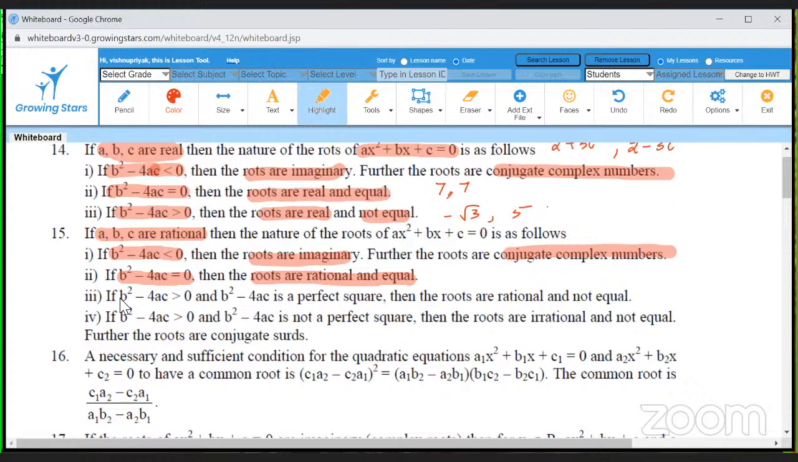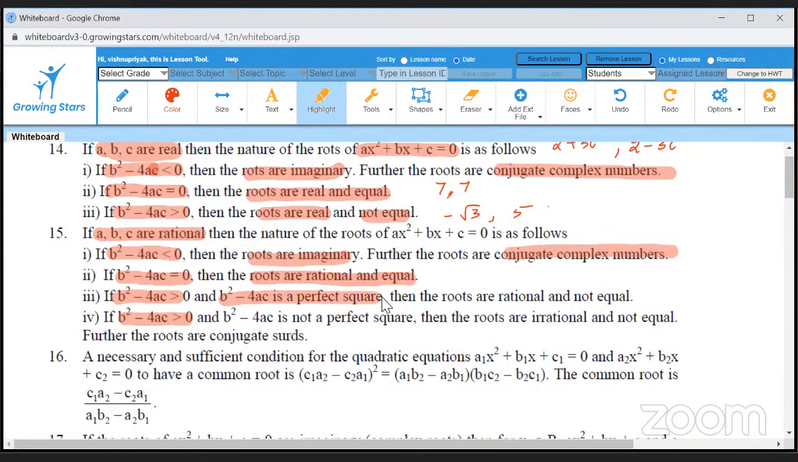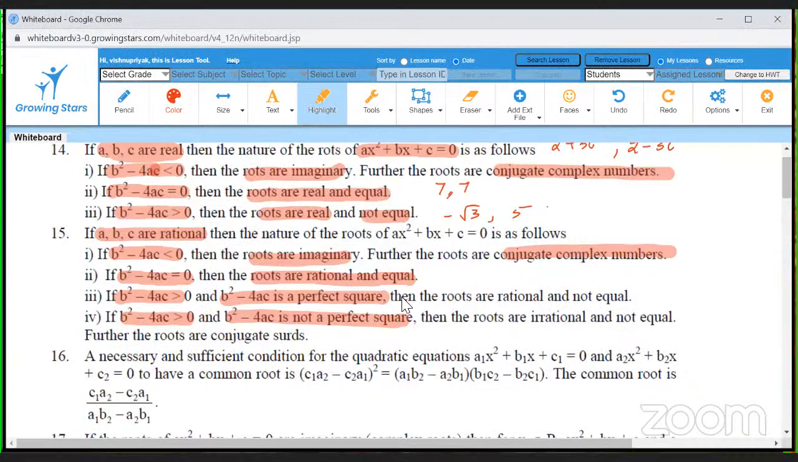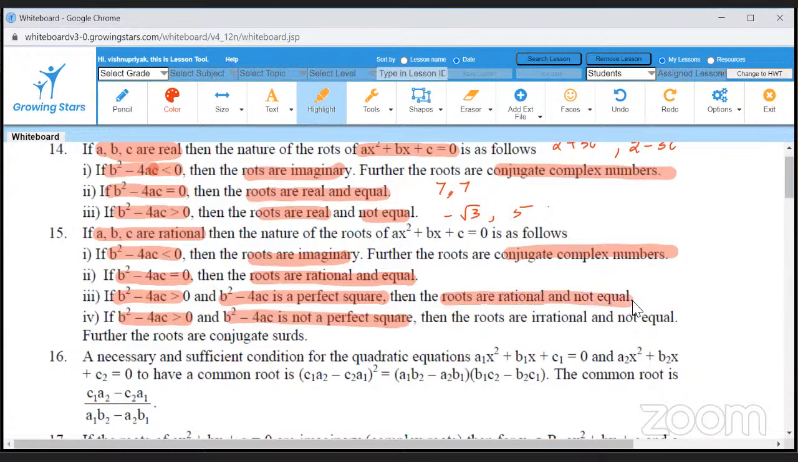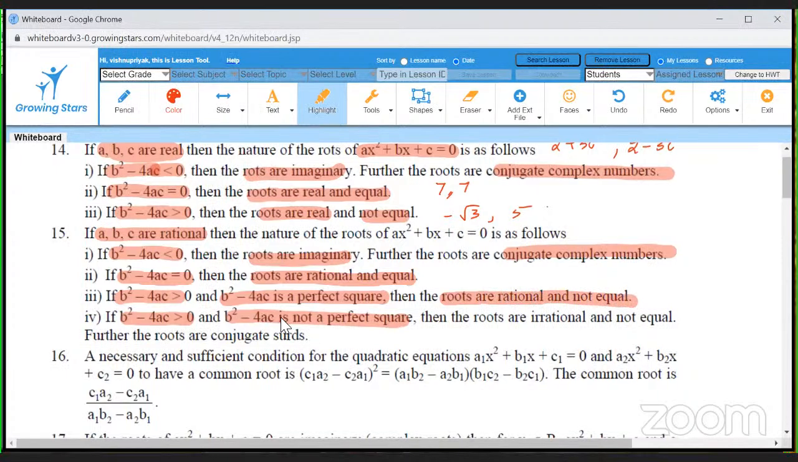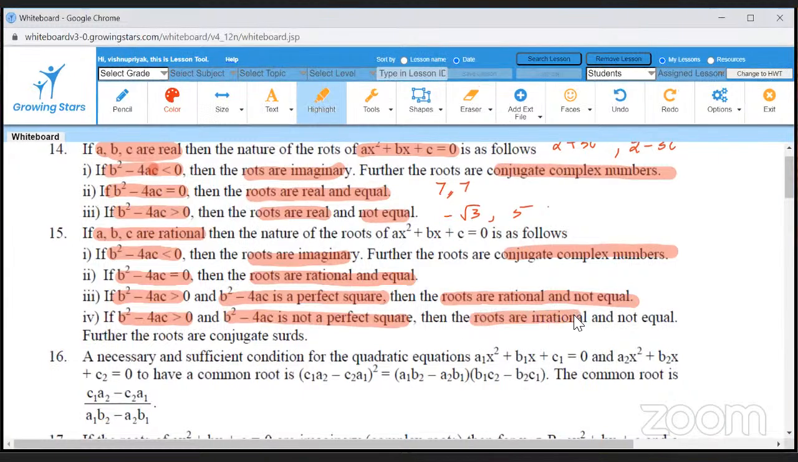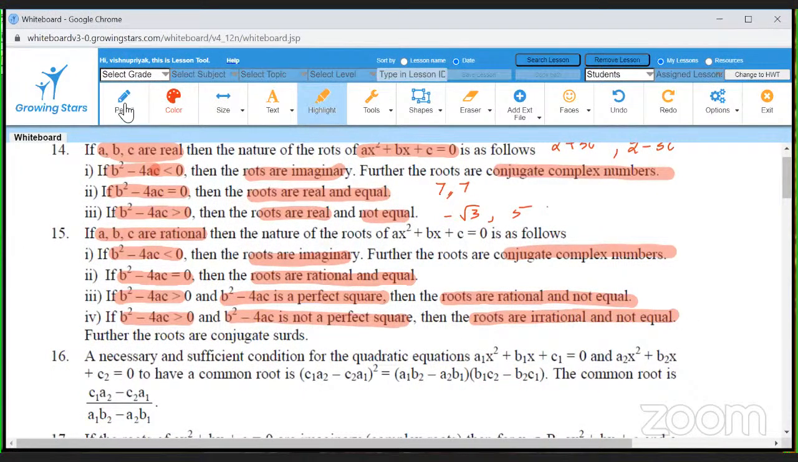Then if b square minus 4ac is greater than 0, there are two cases. b square minus 4ac is a perfect square, or b square minus 4ac is not a perfect square. If it's a perfect square, the roots will be rational and not equal. If it is not a perfect square, then the roots will be irrational and not equal. So further they are explaining that.